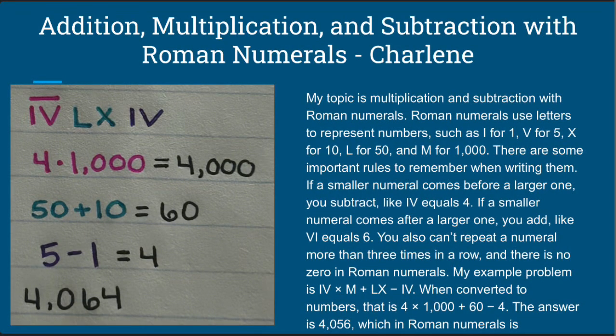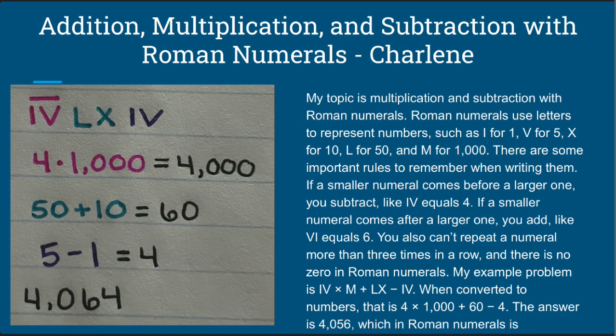My topic is multiplication and subtraction with Roman numerals. Roman numerals use letters to represent numbers such as I for 1, V for 5, X for 10, L for 50, and M for 1000. There are some important rules to remember when writing them. If a smaller numeral comes before a larger one, you subtract, like IV equals 4. If a smaller numeral comes after a larger one, you add, like VI equals 6. You also can't repeat a numeral more than 3 times in a row, and there is no 0 in Roman numerals.